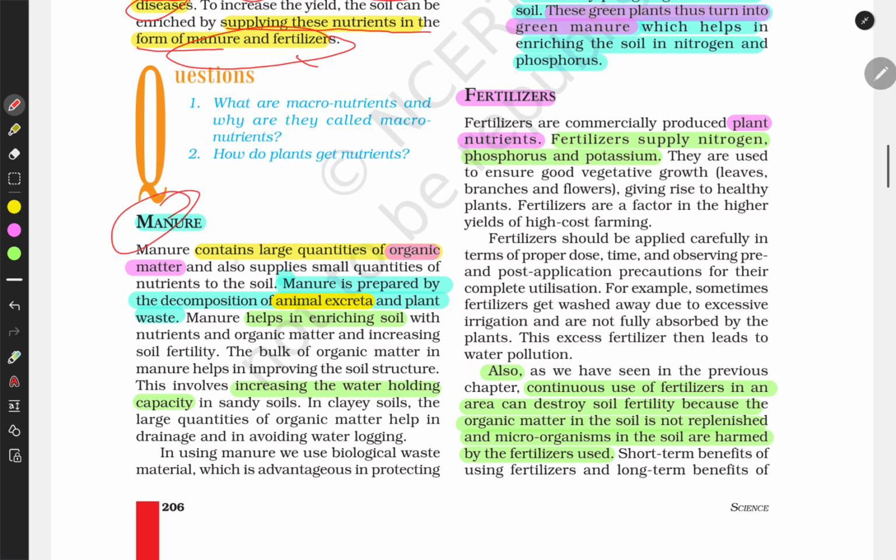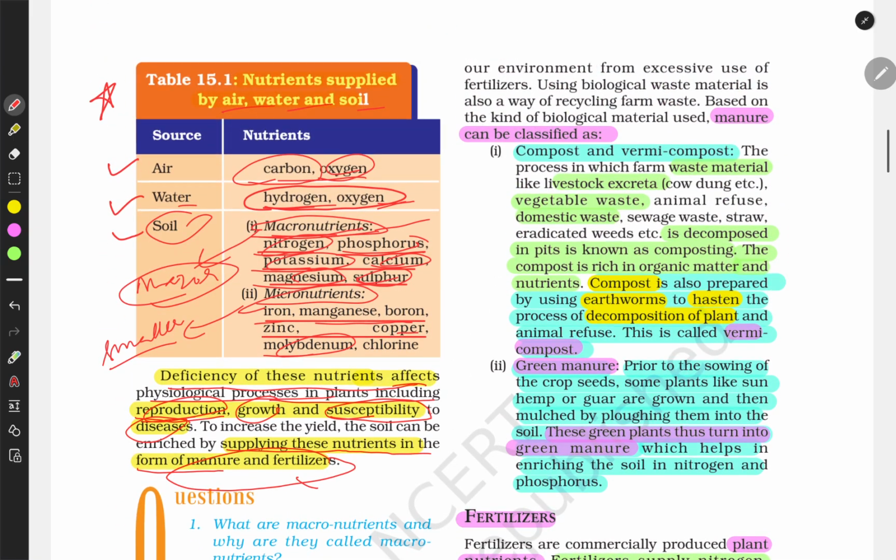What is a manure? Manure contains large quantities of organic matter. Manure is prepared by the decomposition of animal excreta and plant waste. It helps enrich the soil and it increases the water holding capacity. Two things happen with manure. Manure is basically organic matter which is prepared by the decomposition of animal excreta and plant waste. It helps enrich the soil, and it also increases the water holding capacity.